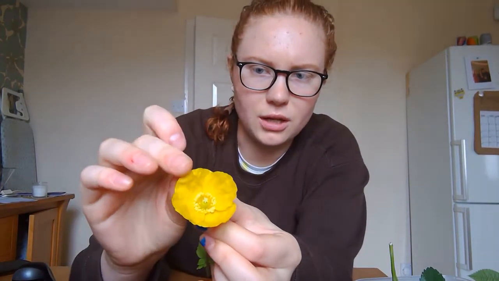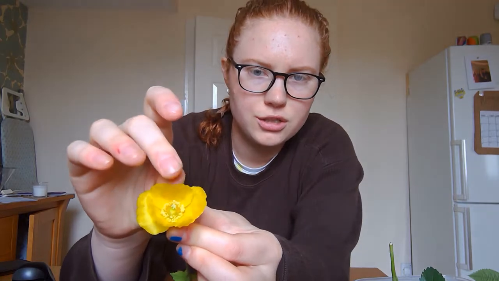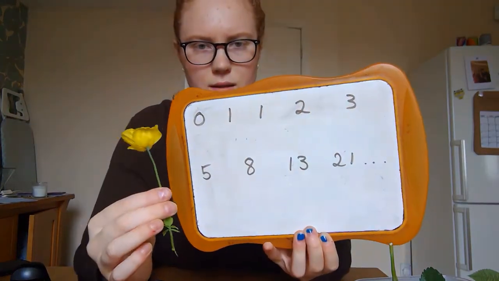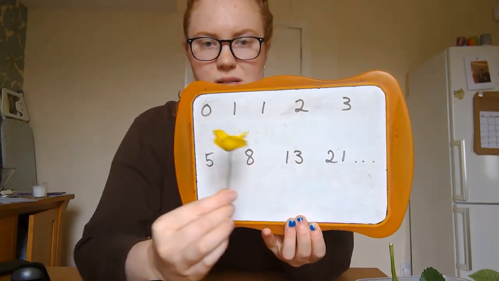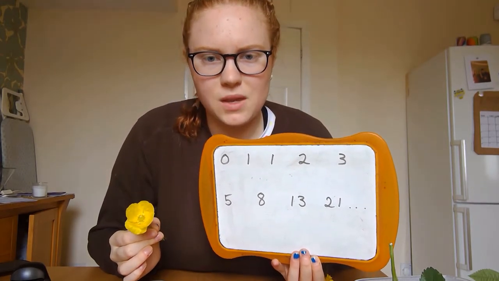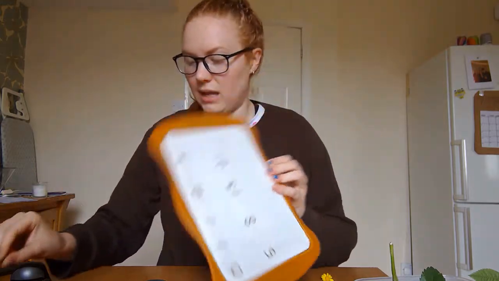This is a type of poppy. I'm going to hold it close and see if you can count the petals. Here we go. 1, 2, 3, 4. Was 4 a Fibonacci number? No, it wasn't. So this flower doesn't show the Fibonacci sequence. Let's look at one more to see.